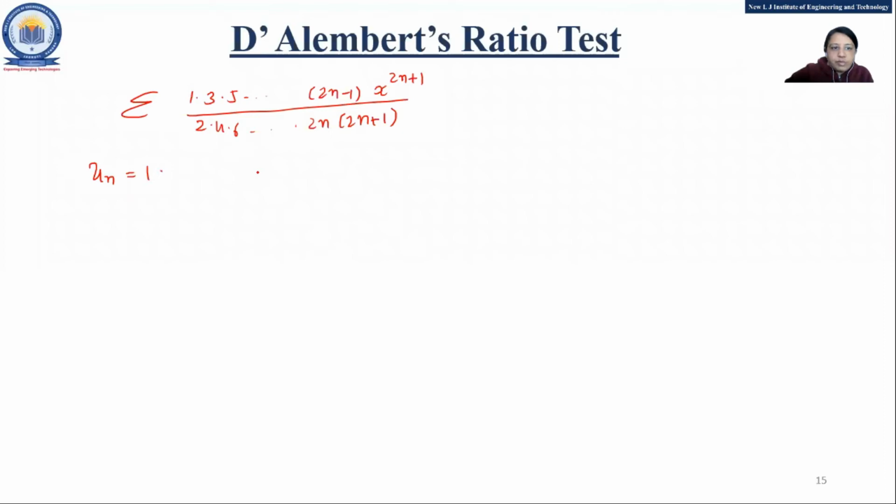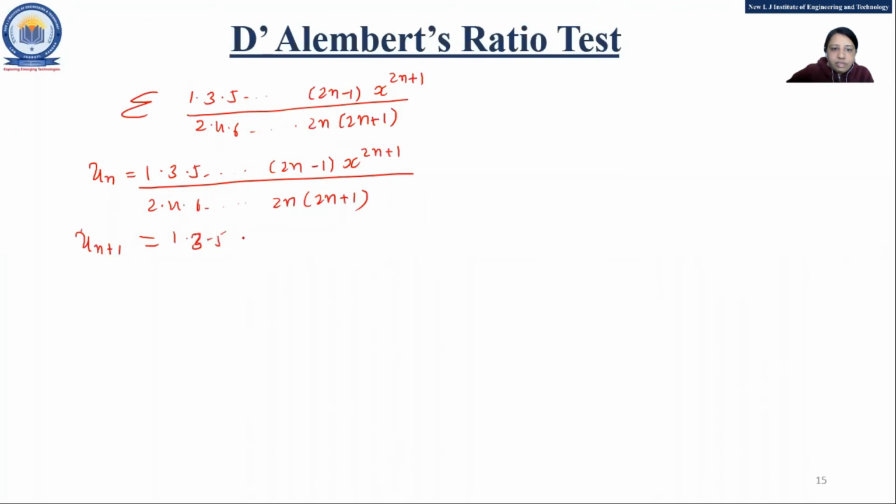Now, what should be un plus 1? Just put n plus 1 into that. So my un plus 1 would be 1, 3, 5, that will be up to 2n minus 1. This is the term. After that, we'll put n equal to n plus 1 into that. So we'll get 2n plus 1, x raised to 2n plus 1 as it is, because it's the last term only. And 2, 4, 6.